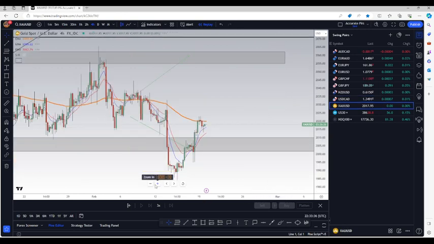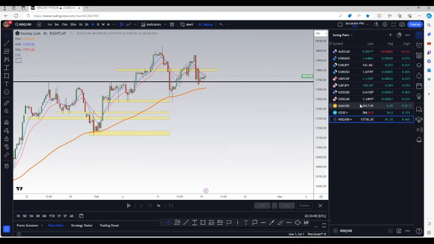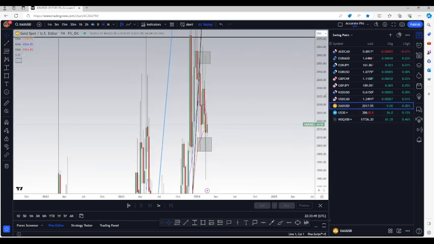So that's pretty much it. I'm not going to talk about the other pair, and that's that. I wouldn't advise you to trade that pair, especially if you're new to trading as well. But we can have a look at gold though, if I'm honest with you.